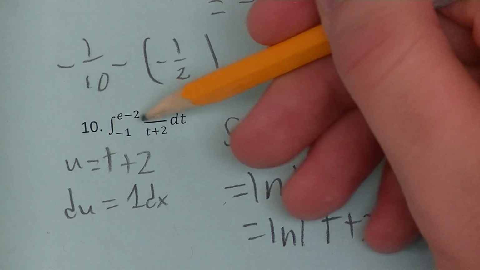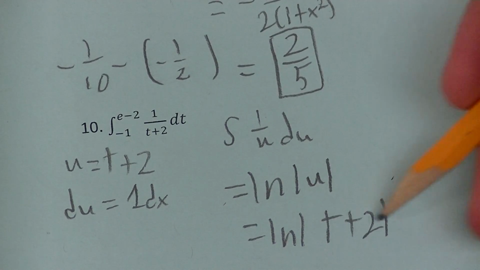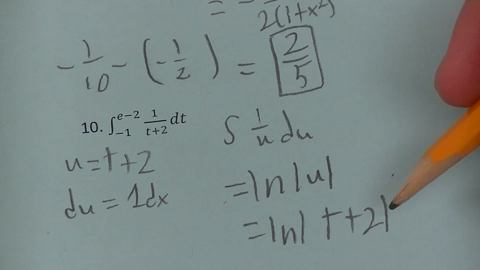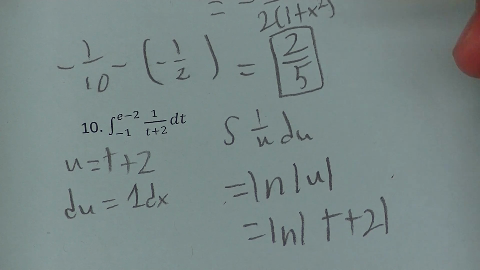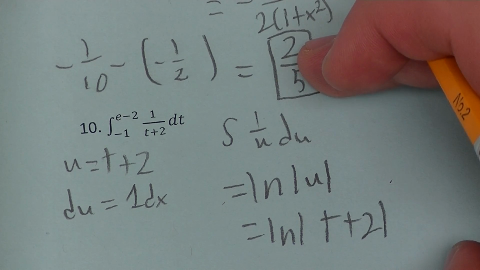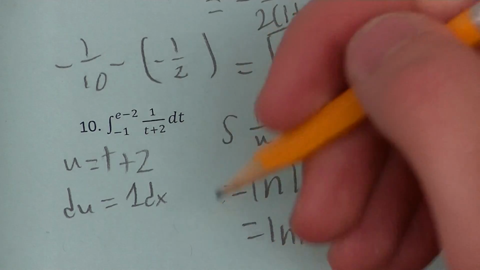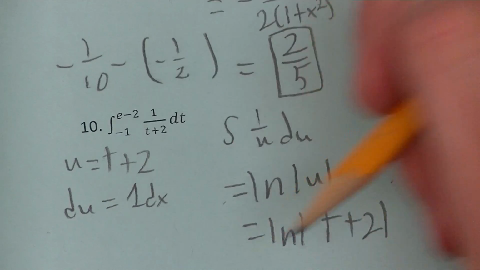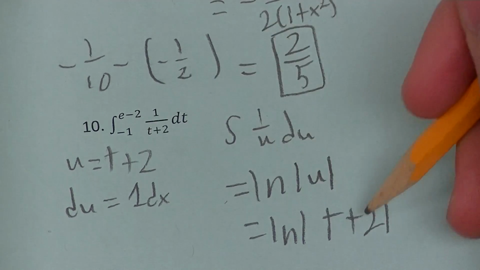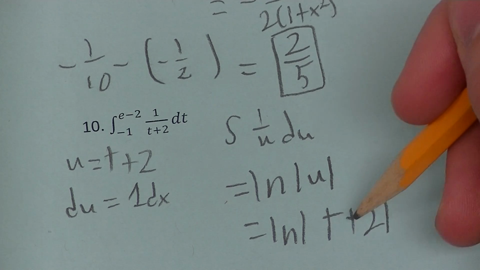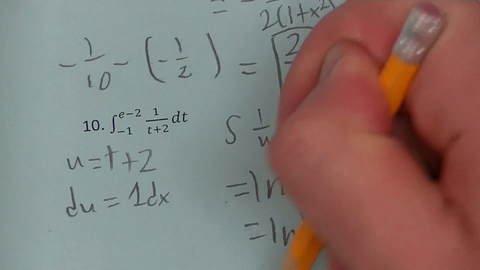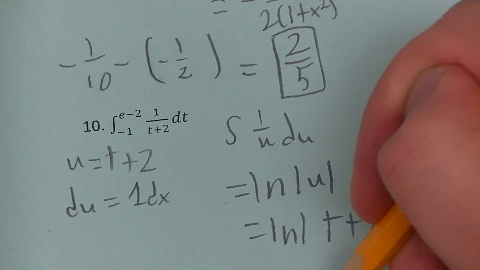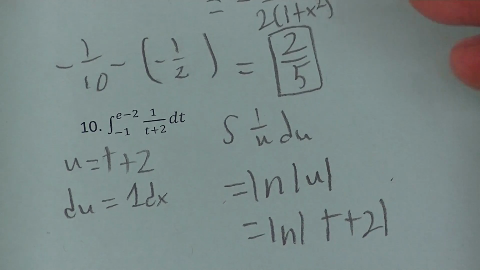So now plugging in e minus 2 for this, the 2's are going to cancel out, so just the ln of the e, which is, yeah, the ln of e is just going to be 1. So that's going to be 1 minus, now plugging in the -1 for this, then the -1 plus 2 is just going to get you 1, so it's just going to be 0. So our definite integral for number 10 is going to be 2.